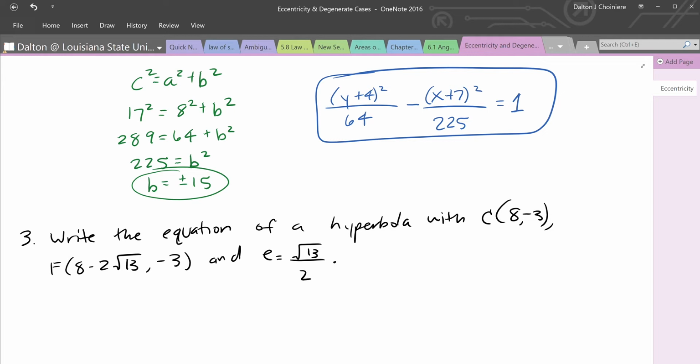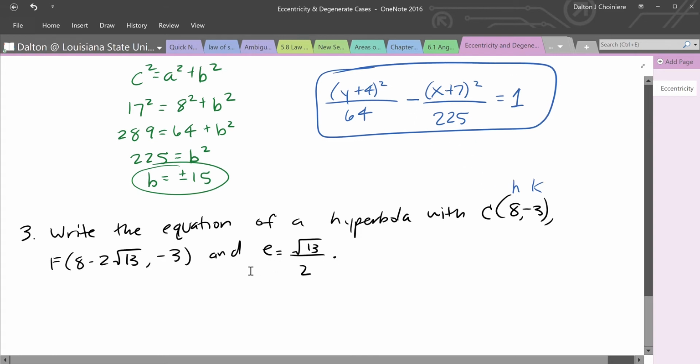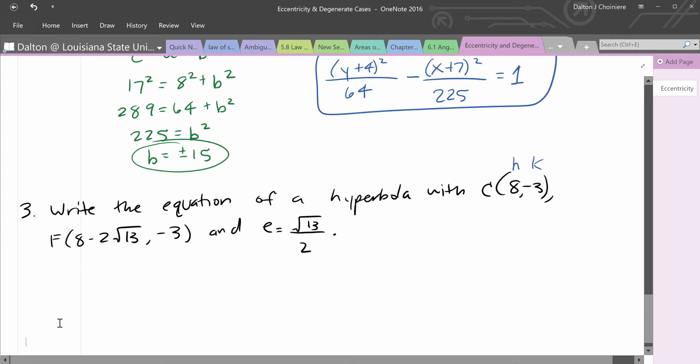Okay, so again, they give us the center point, which is half the battle. We already have H and K. So now we just have to use our other information to go figure out what A and B should be in order for us to write the equation. So again, I want you to avoid using the eccentricity ratio for now.